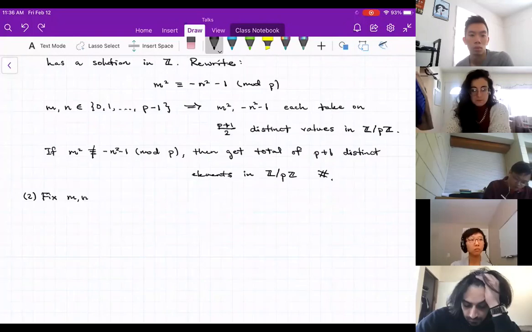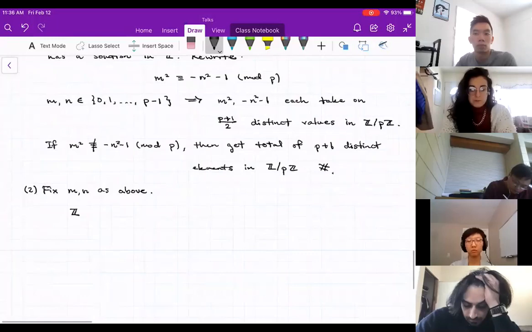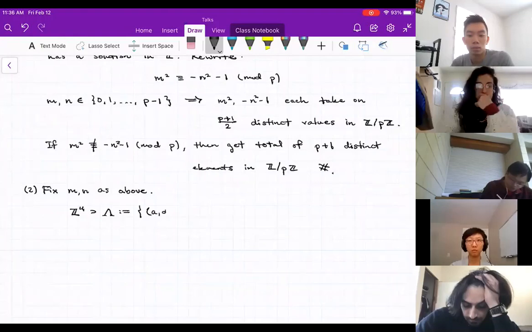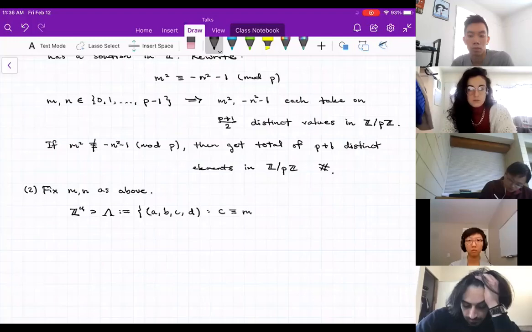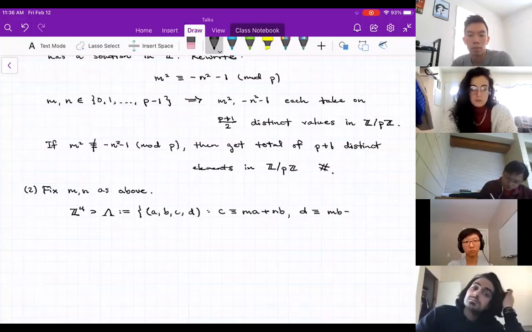Let's fix M and N as above, solutions to that congruence. And let's consider, inside of Z^4, a lattice lambda, which is defined by the following relations. So these are going to be quadruples of points A, B, C, D, subject to the relation that C is congruent to MA plus NB, and D is congruent to MB minus NA mod P.